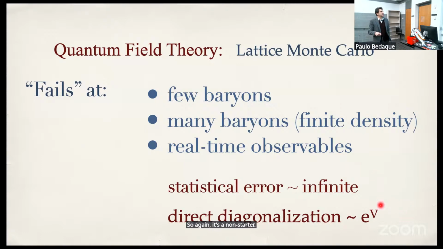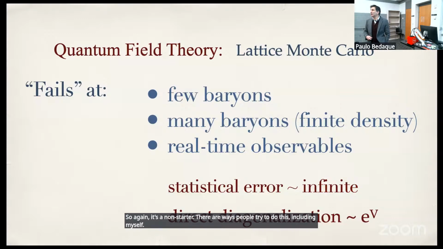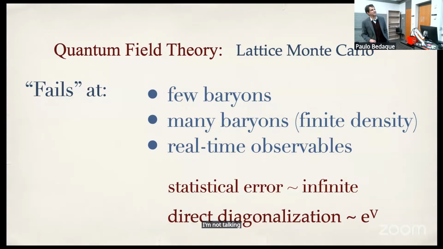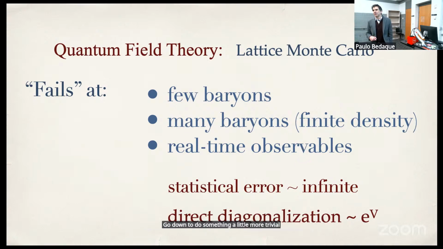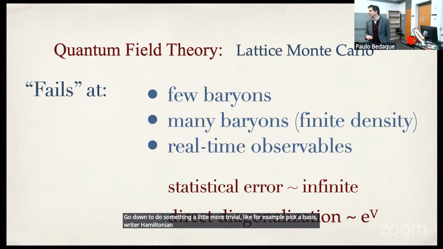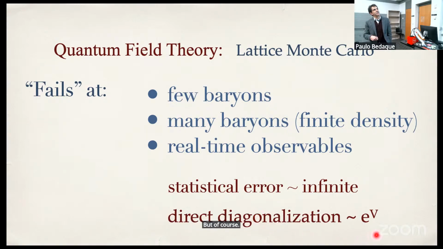There are ways people try to do this, including myself. I'm not talking about that, for a reason, okay? Let me point out that you could imagine, well, in this case Monte Carlo doesn't work, so go down to something a little more trivial, like, for example, pick a basis, write your Hamiltonian, diagonalize your Hamiltonian. But of course, the cost of that is going to be exponential in the volume or number of degrees of freedom. Okay? So again, it's a non-starter.